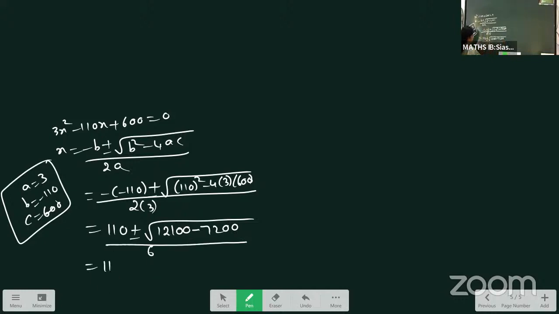So 110 plus or minus under root of 12100 minus 7,200. How much is it? You have to be very careful when you are doing the calculation. 12100 minus 7,200, I think it is 3,600.